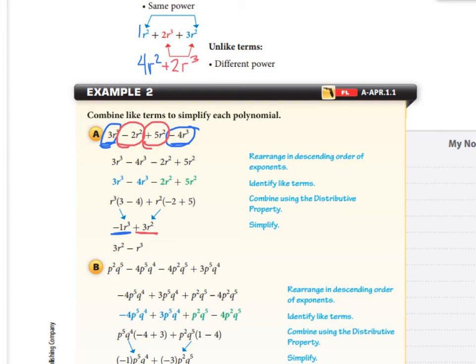They flip the order. Typically we write the number with the highest exponent first. We just wouldn't write the negative 1. We would just put negative r cubed plus 3r squared. And if you do flip it like they did, that's fine, but you don't need to.